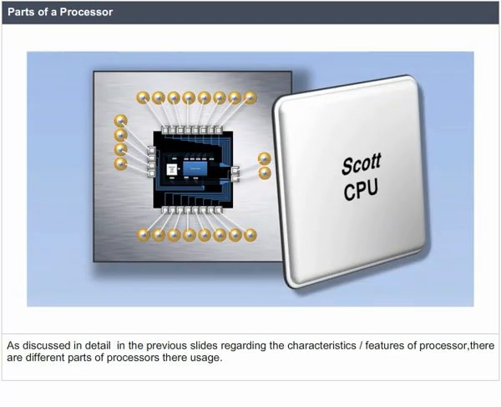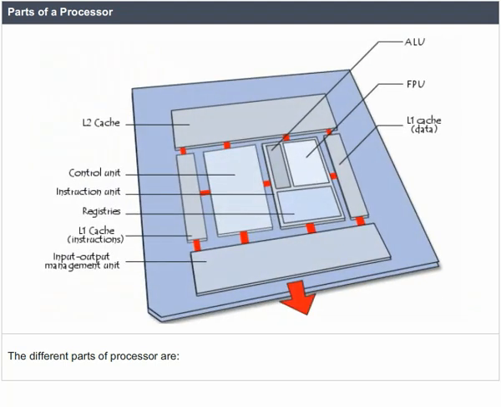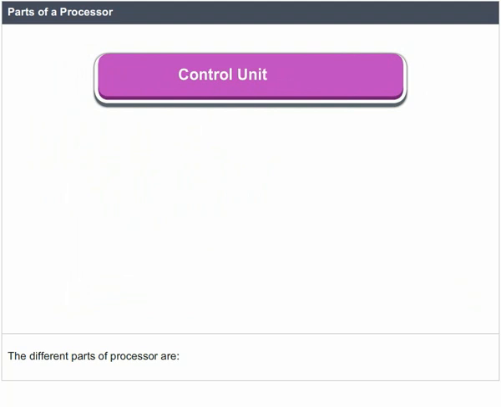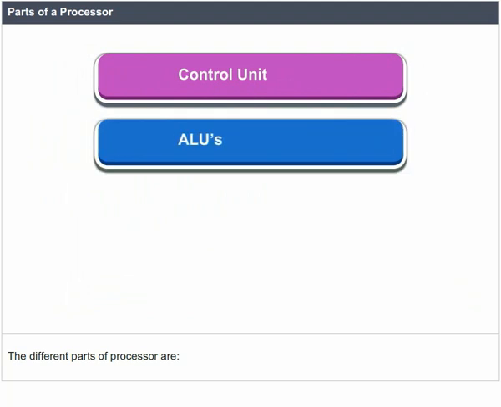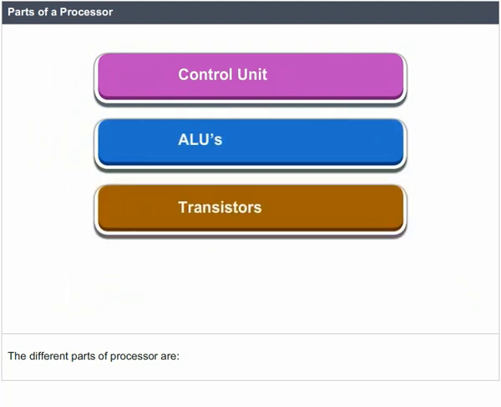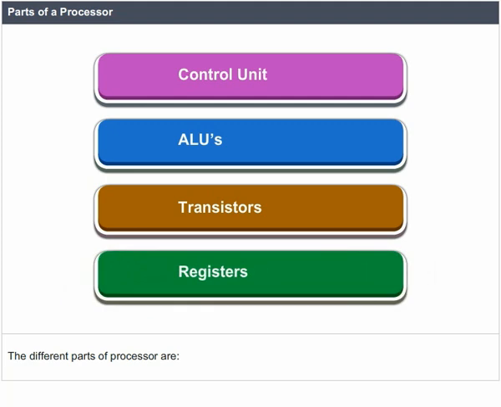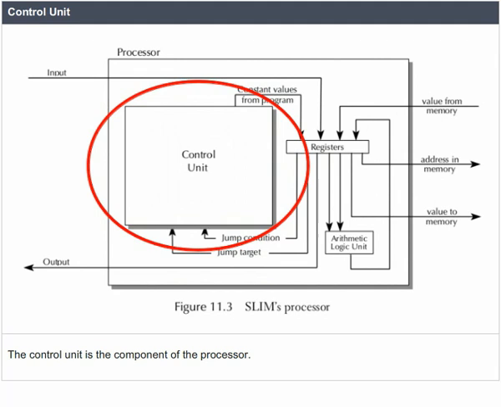Parts of a processor. As discussed in detail in the previous slides regarding the characteristics or features of a processor, there are different parts of processors and their usage. The different parts of the processor are the control unit, ALU, transistors, and registers.